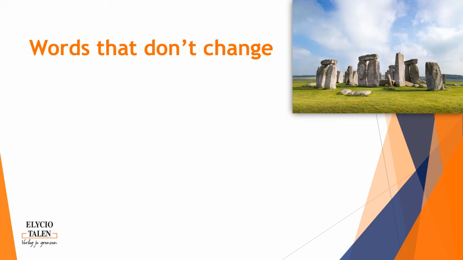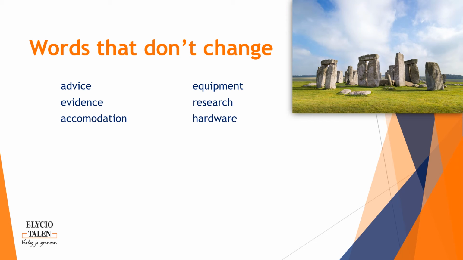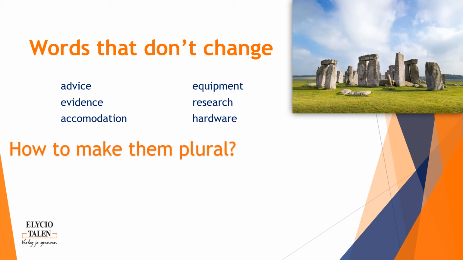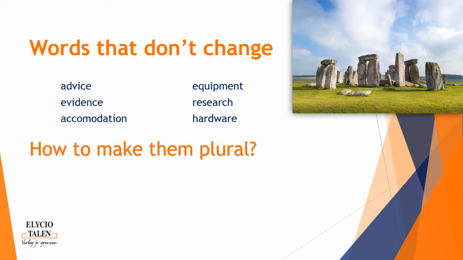We also have words that don't change. In singular form and in plural form, they stay the same. For example, advice, evidence, accommodation, equipment, research, hardware. And how can we then make them plural? How can we express that there are more than one of them? We use other words to do that.